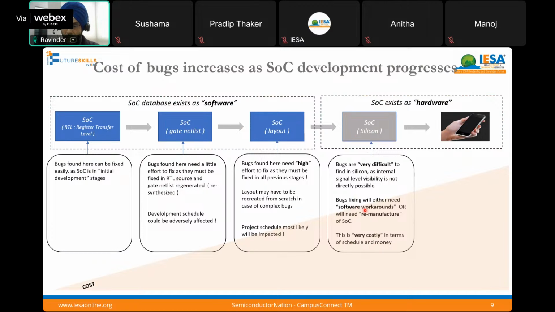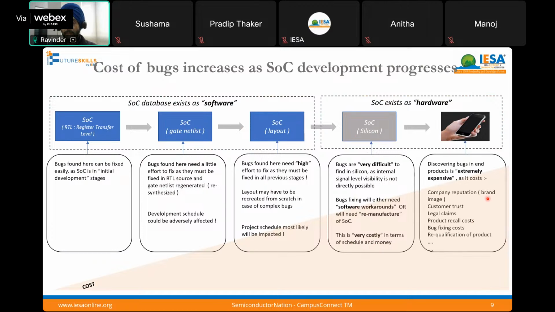And then if the bugs actually come into the products which are in the hands of the customer, it costs extremely high, because now company reputation is at stake. Customers' trust for that company or that brand is at stake. There could be legal claims also in certain cases. The company may be sued, and there could be product recall costs. There are some cases where cars are recalled just to replace a particular IC, a particular module, or get a software fix. So that involves a huge cost.